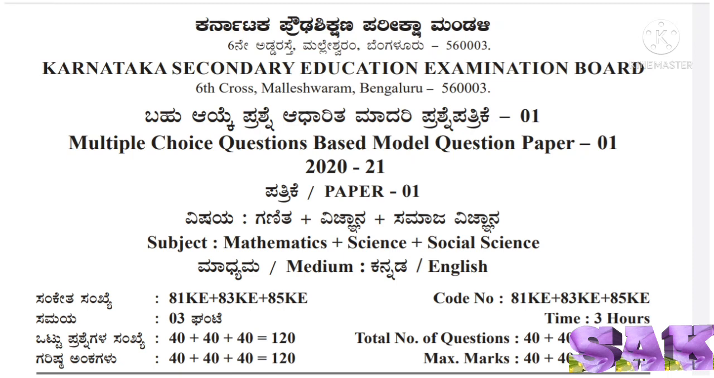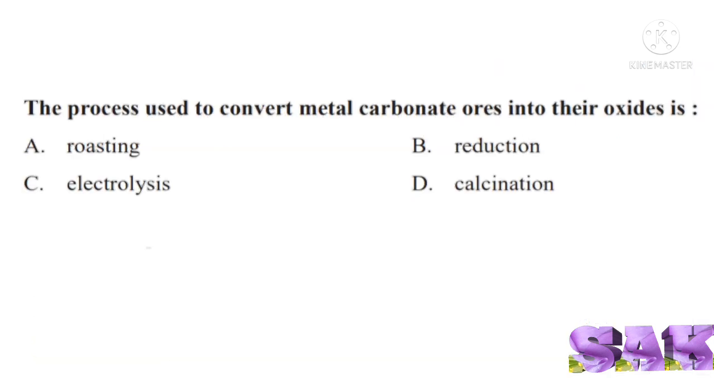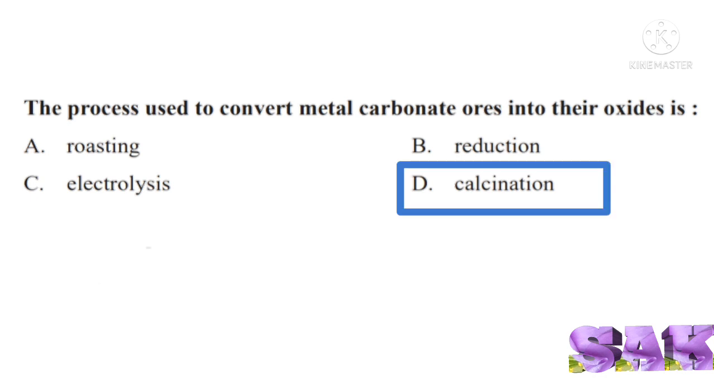Dear students, according to changed SSLC exam pattern, let us see the answers for multiple choice questions. First question from chemistry part. The process used to convert metal carbonate ores into their oxides is roasting, reduction, electrolysis, calcination. Correct answer for this question is calcination.